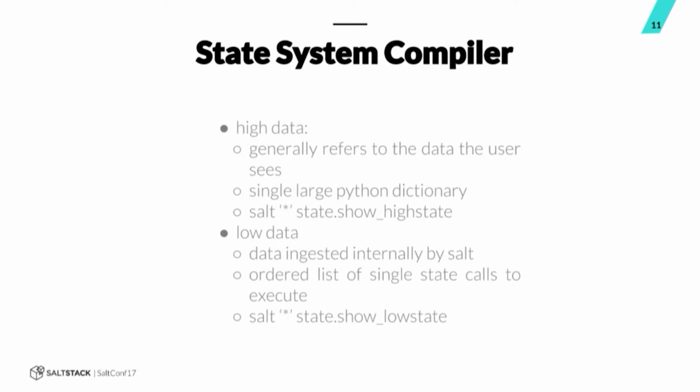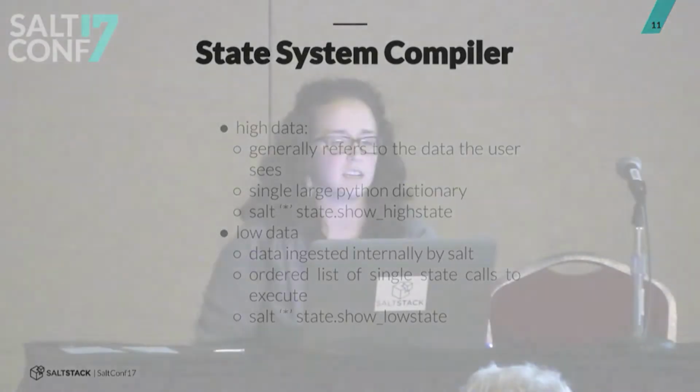So there are two concepts that are useful to understand when it comes to rendering a state.sls file. The two terms are high data and low data. High data is usually what the user is going to see, and essentially it's just a large Python dictionary. We can see this high data by running state.show_highstate. So let me show you that real quick.